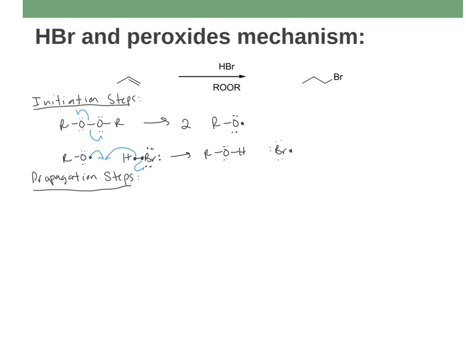So now we're into the propagation steps, right? We've made the bromine radical. And then what we're going to see here is we're going to have a pair of steps that just keeps on recreating this bromine radical.